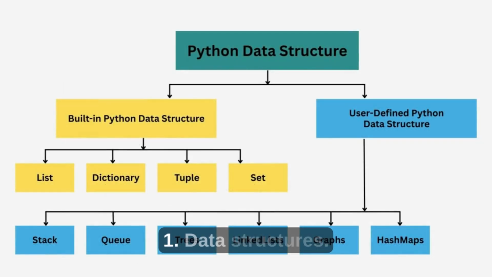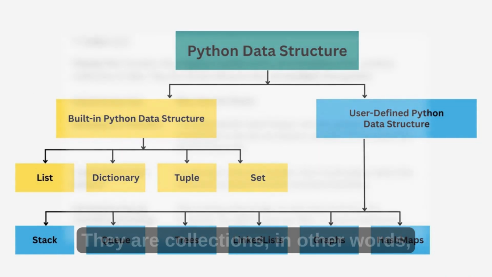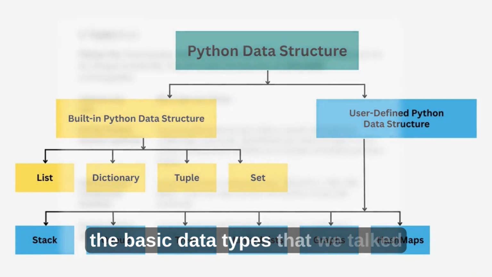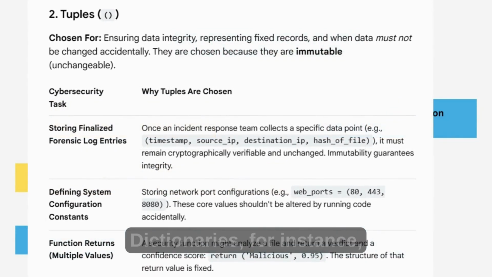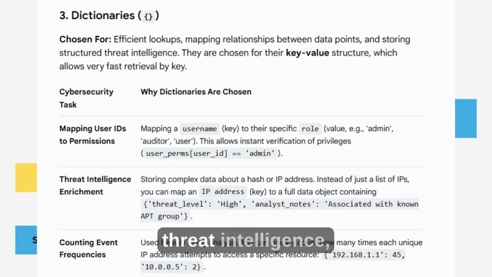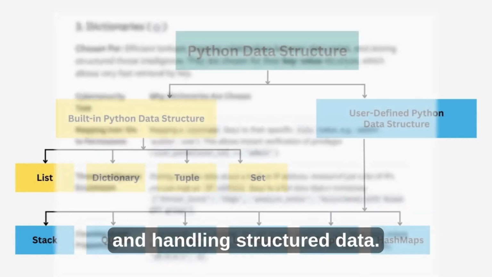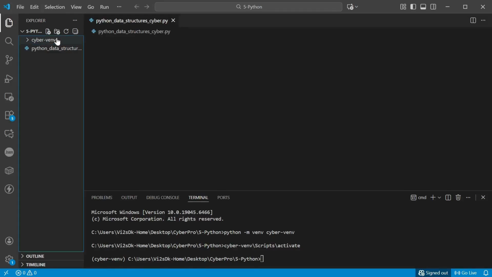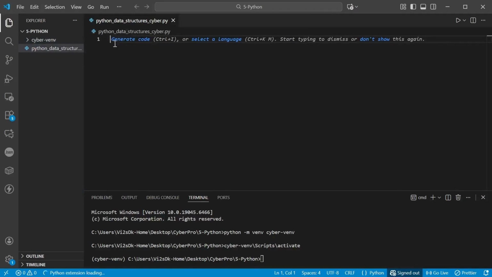Number 1, data structures. These include lists, tuples, and dictionaries. They are collections, in other words, of variables, the basic data types that we talked about from the onset. Dictionaries, for instance, are essential for log parsing, threat intelligence, and handling structured data. Let's write Python scripts that matter in security operations centers. You need to master the 3 core data structures. So, let's see how lists, tuples, and dictionaries handle real-world threats.